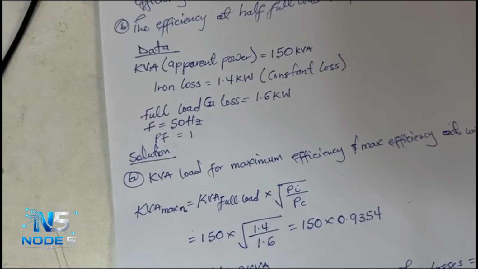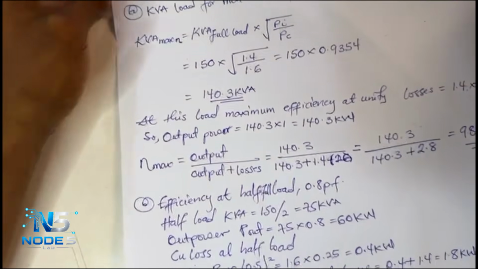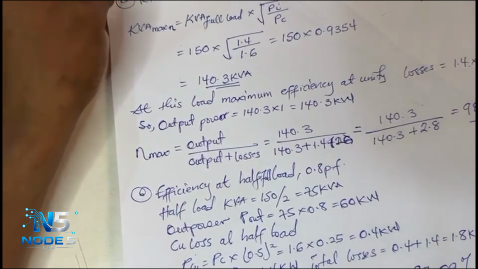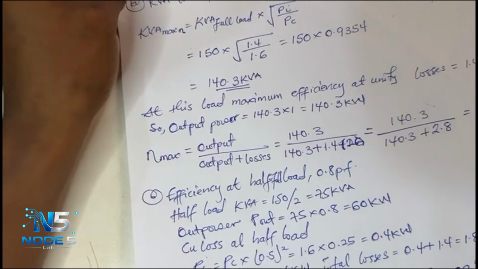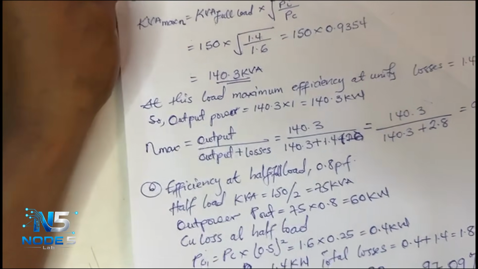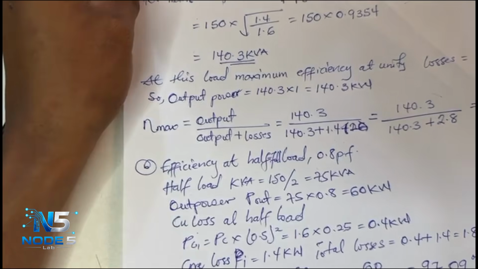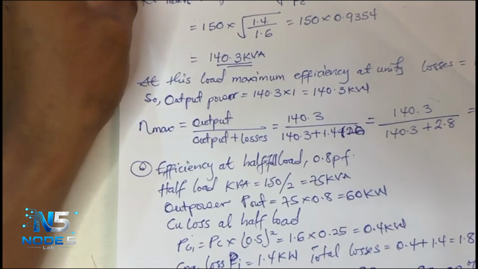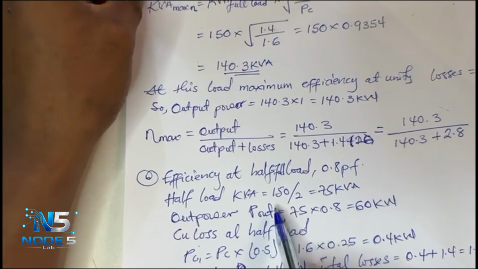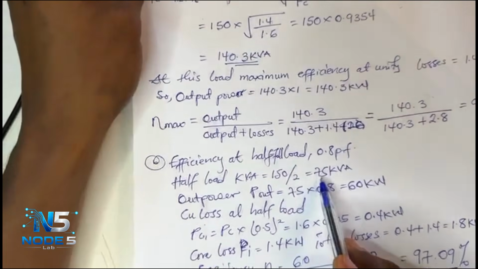So let's see part B. Part B is telling us to determine the efficiency at half full load when the power factor is 0.8. So now the power factor is not 1 again, it's 0.8. At half load we have to divide the apparent power, the kVA, by 2 to get half of the load. That will give us 75 kVA.